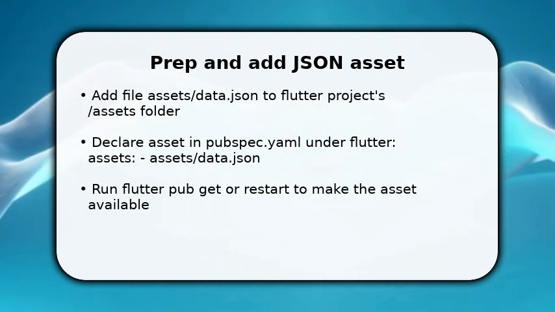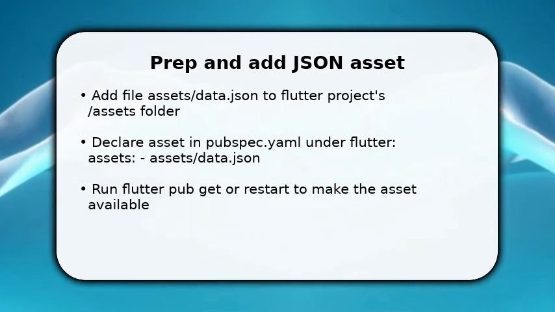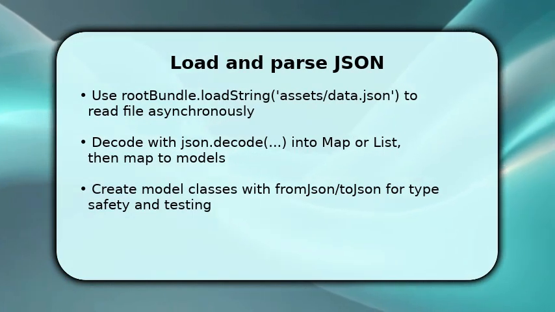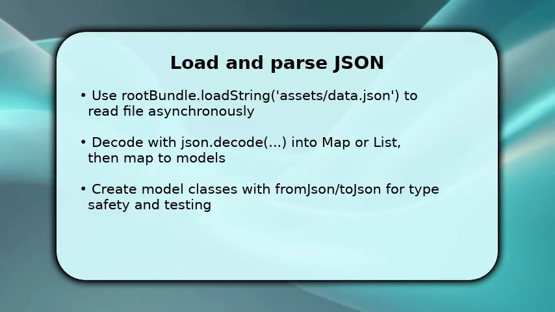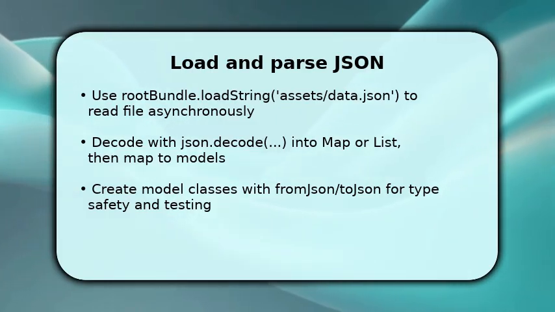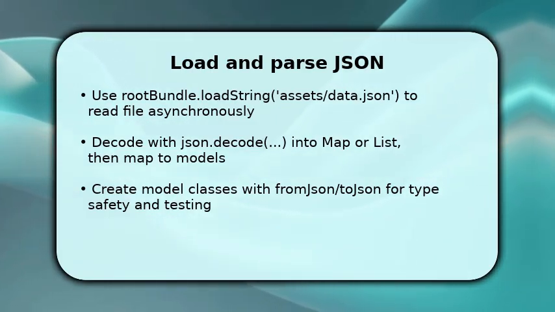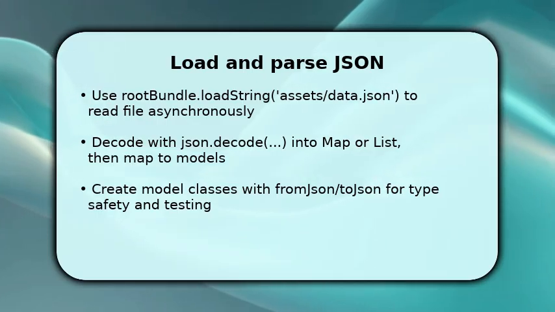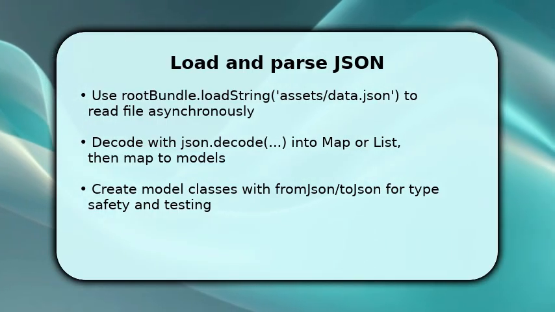Next, you load the file asynchronously, await rootBundle.loadString assets/data.json so the UI stays responsive, then decode the string with json.decode to get a map or list. Next, map entries into Dart model classes using fromJson constructors. This enforces types and catches errors early.